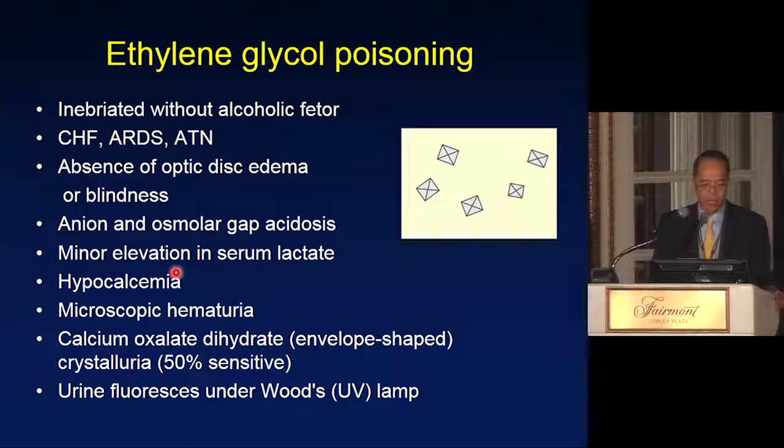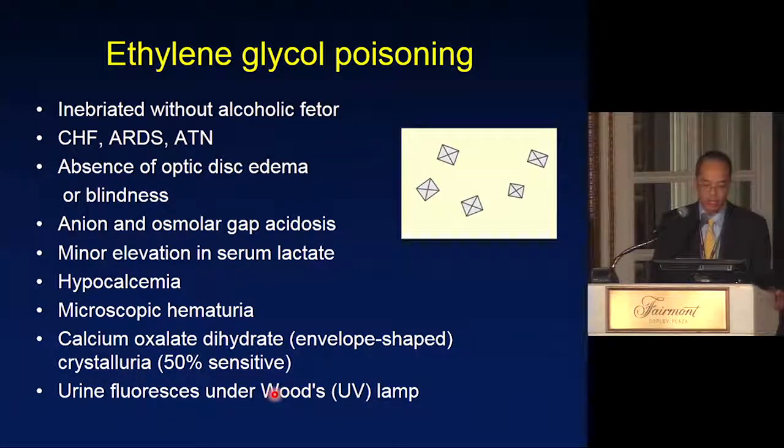Because the ethylene glycol is metabolized to oxalate and chelates calcium, these patients can sometimes be hypocalcemic, and they can often have calcium oxalate crystals in the urine. Dihydrate crystals look envelope-shaped like this. Monohydrate crystals look needle-shaped, and these crystals in turn can cause microscopic hematuria.